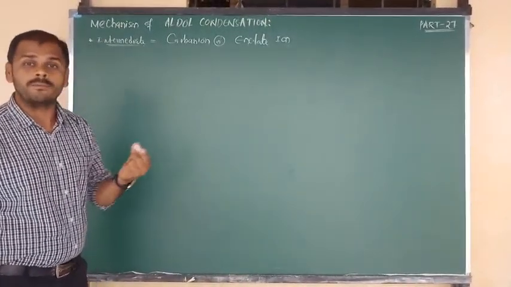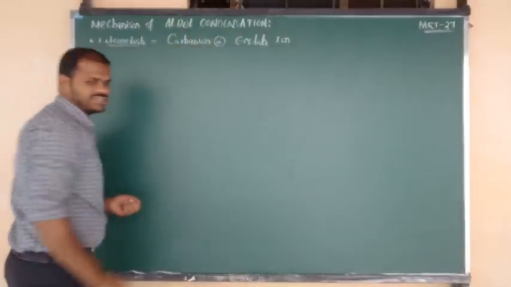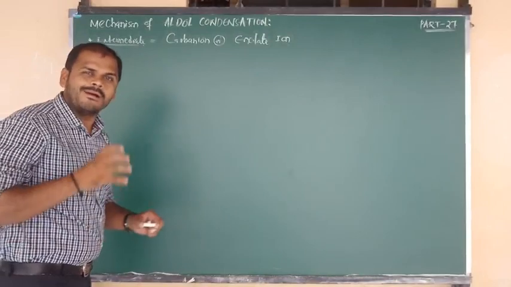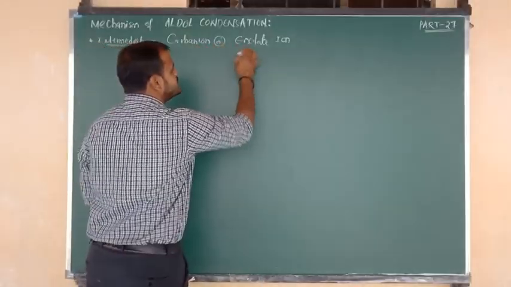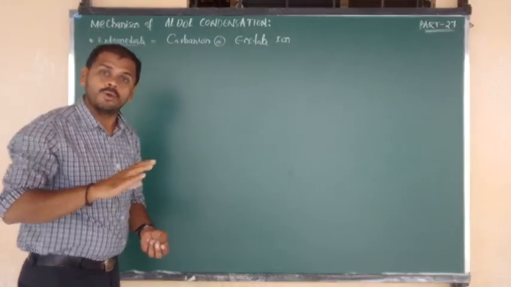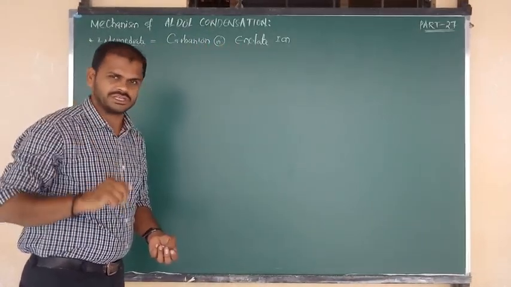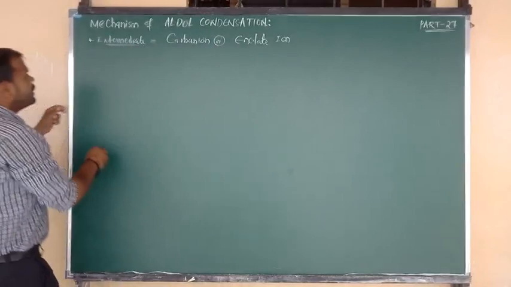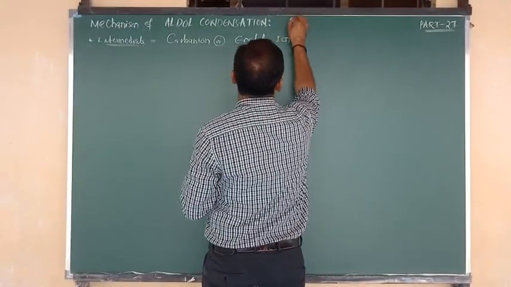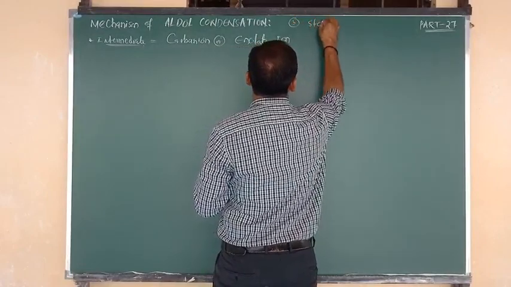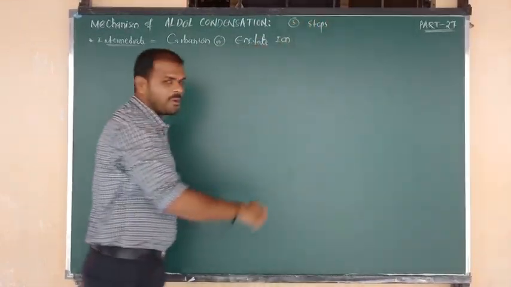So first, question number one: what is the intermediate in aldol condensation? The intermediate in aldol condensation is the carbanion, and we can also say the enolate ion. Both are the same. I will show you the structure. Good. This mechanism proceeds mainly through three steps.